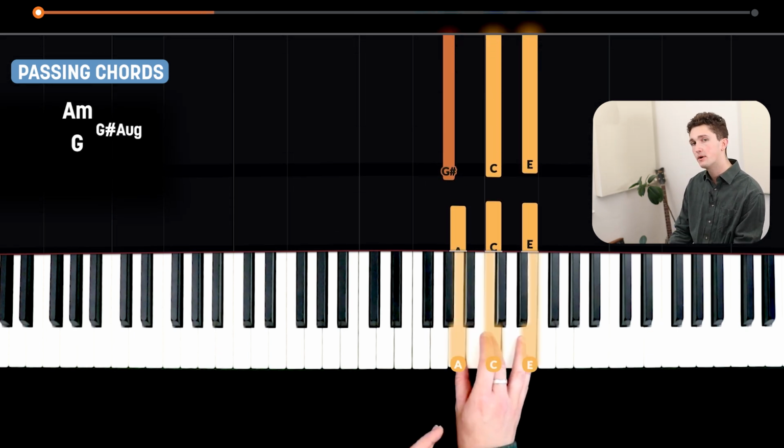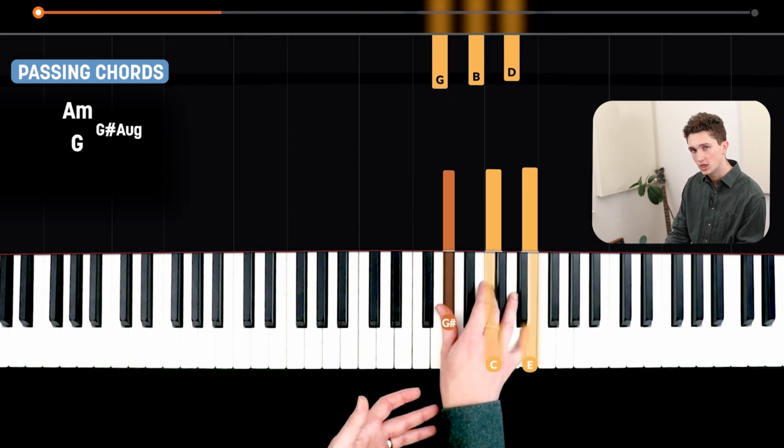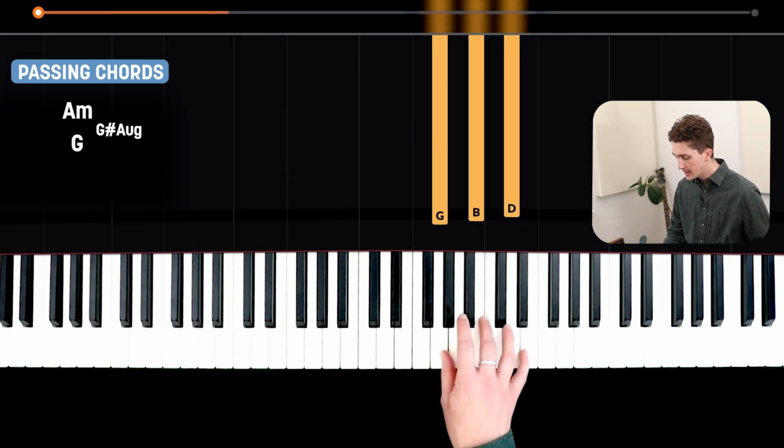You could just think of it as A minor with a G sharp at the bottom. And we use that to bridge the gap between those two chords. So we've got that one bridging there. We're not going to try and bridge the gap between every single chord because that could be a bit much. But we've got one between chord 1 and chord 2.